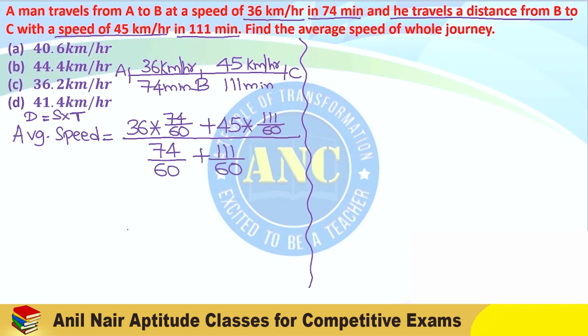So if you calculate this and simplify this, you will definitely end up with the right answer. But while calculating there are some observations, please observe carefully. First thing is, whether they have given the unit in terms of minutes or in terms of hours, it will not make any difference, because the 60 in the numerator and the 60 in the denominator will cancel. So whether you write it as 74 minutes and 111 minutes, it will not make any difference, because the 60 in the numerator and the denominator will cancel out. That is the first observation.